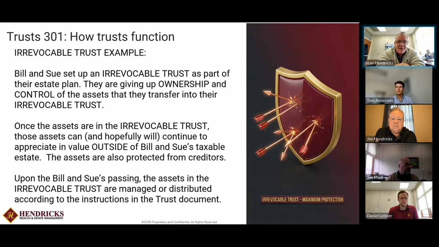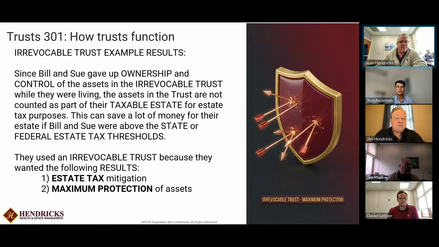Because Bill and Sue have given up ownership and control, those assets are also protected to the maximum possible extent from creditors. So when Bill and Sue pass away, the assets in the irrevocable trust are managed and distributed according to the instructions in the trust document. And it's their trustee who then follows those instructions.